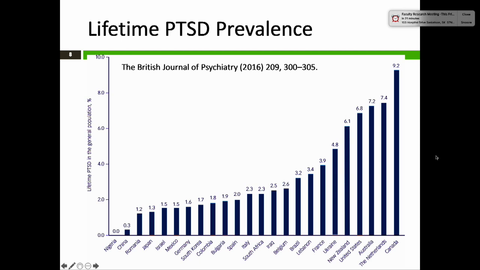But surprisingly, we have the highest PTSD in those countries. But if you look at the lowest part: Nigeria, China, Romania, Israel, Mexico. You can hardly think about Mexico. When we go to Mexico, we're always worried about violence. But why are PTSD symptoms lower there? That's the paradox, nobody knows.